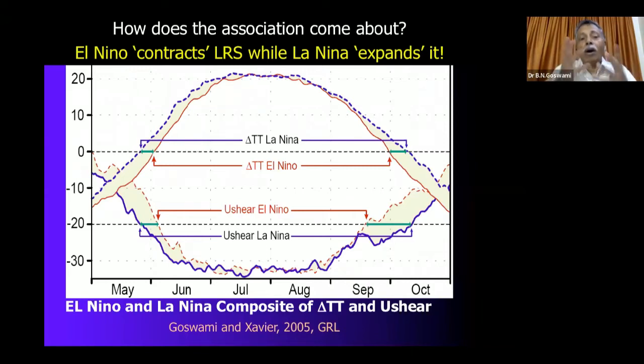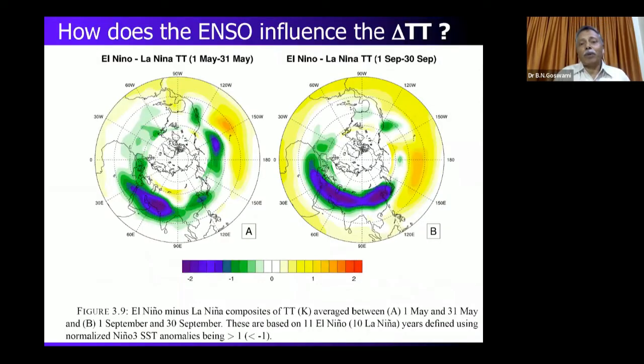Now, how does it do that? It does it by producing a tropospheric temperature anomaly. If we do an El Nino composite and a La Nina composite of tropospheric temperature during May and September, we find there is a huge negative anomaly sitting here during El Nino, and that persists throughout the season. So this is a slowly varying thing. Therefore, it is persisting there, and that essentially weakens the north-south temperature gradient.